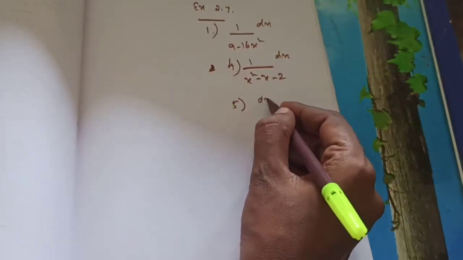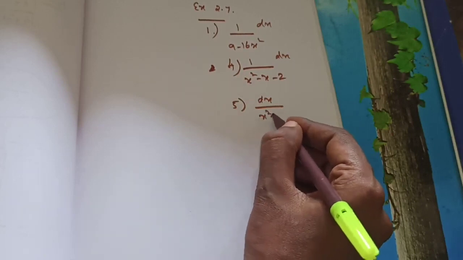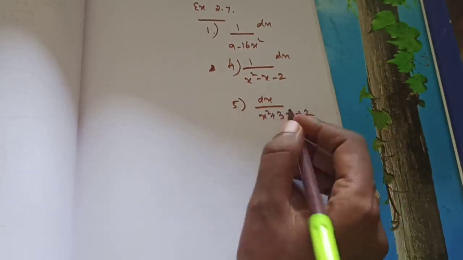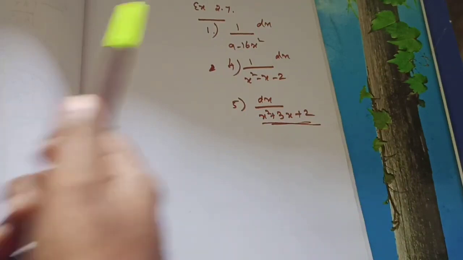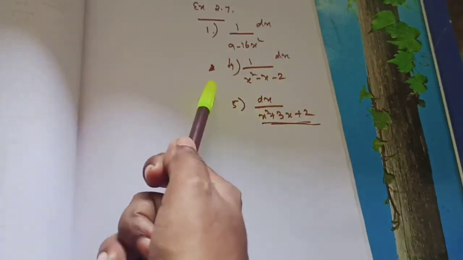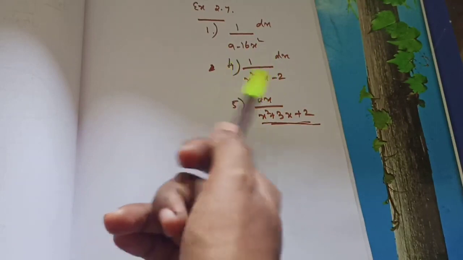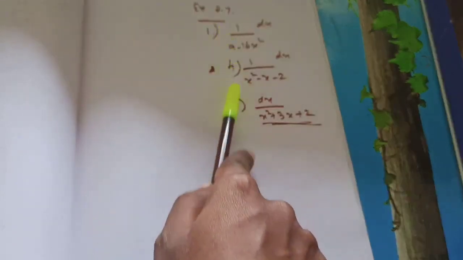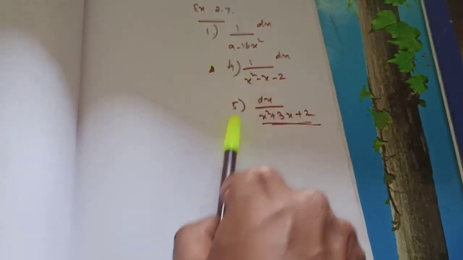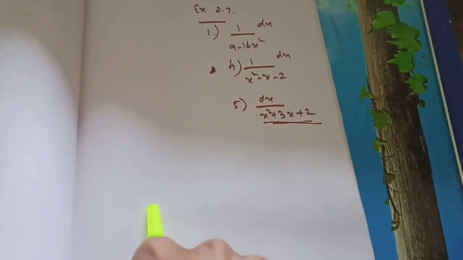The fifth question is dx divided by x square plus 3x plus 2. In this problem also you need to use the completing the square method. Understand? For these 2 problems, use the completing the square method, afterwards find out the factors, and then you can apply the formula directly. Have you got it? So okay, do these 3 problems as your homework.